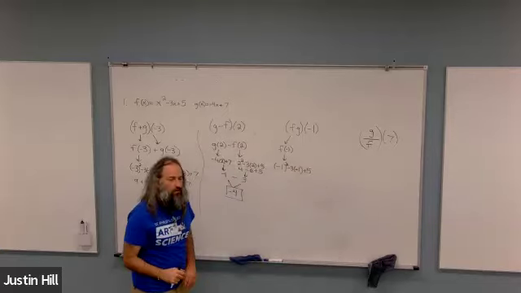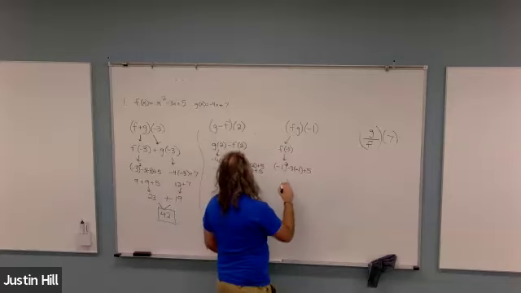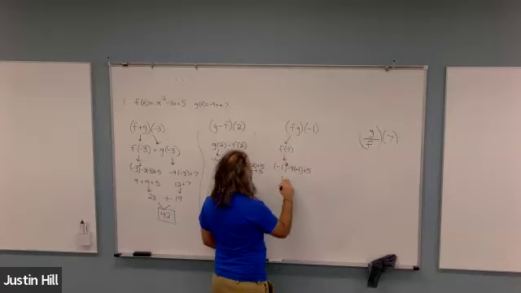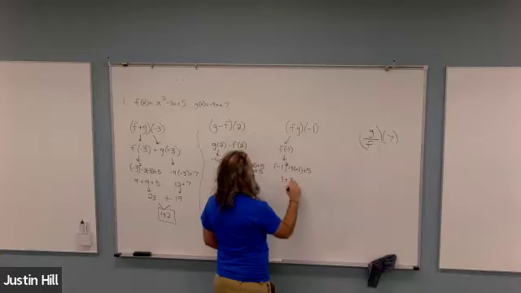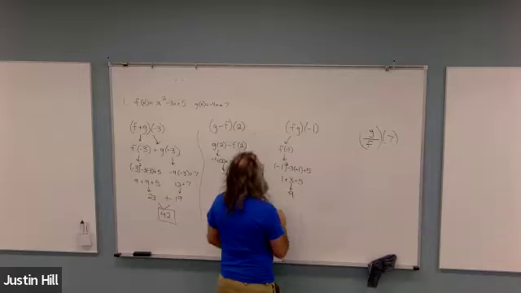Good. 1 squared is just 1, and the negative times the negative is positive, so plus 3, plus 5. Yes, so that is a 9.